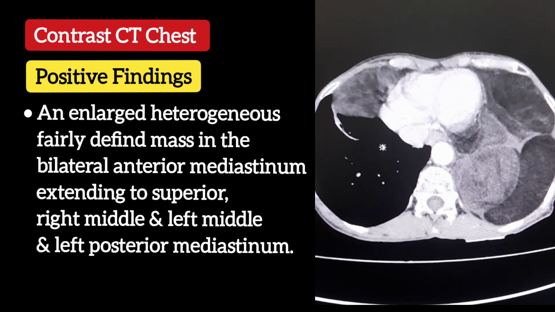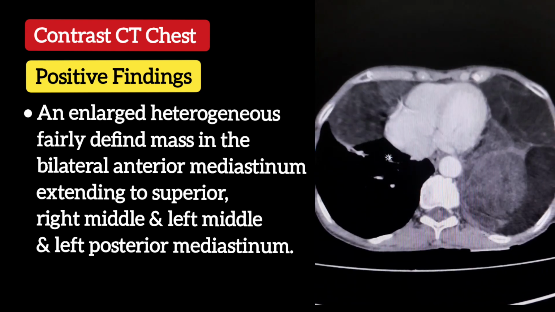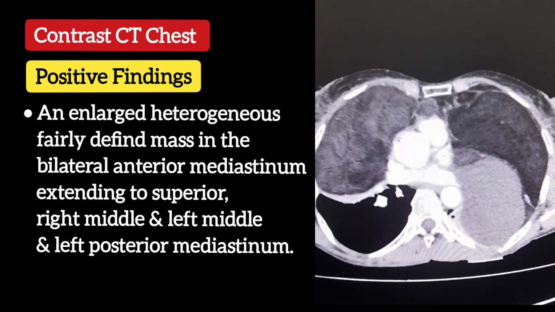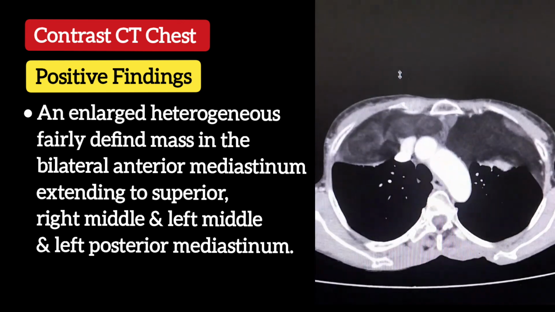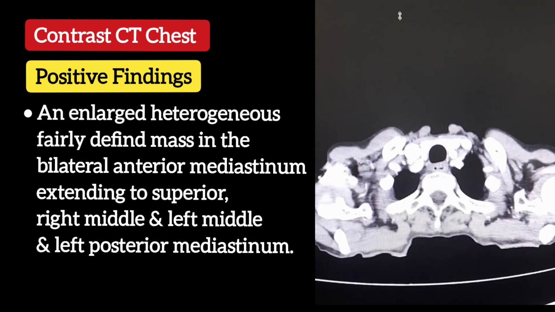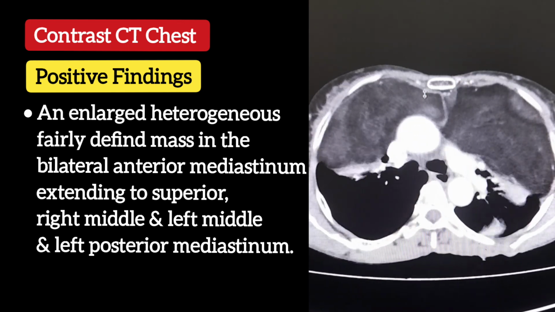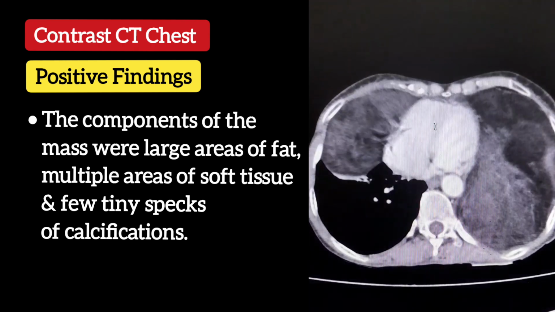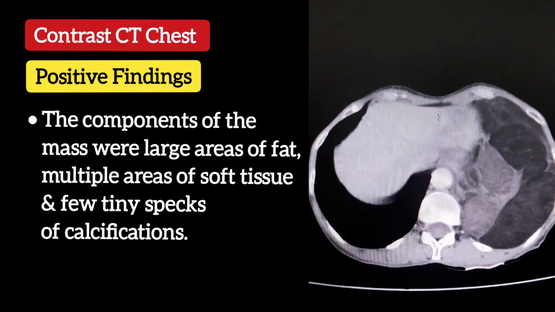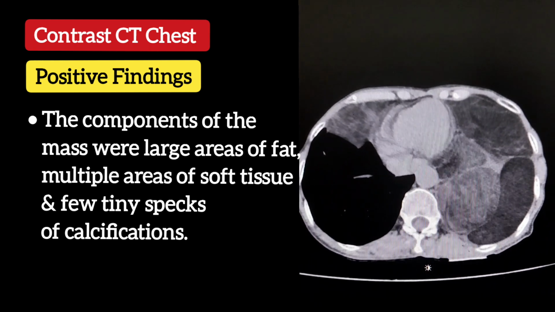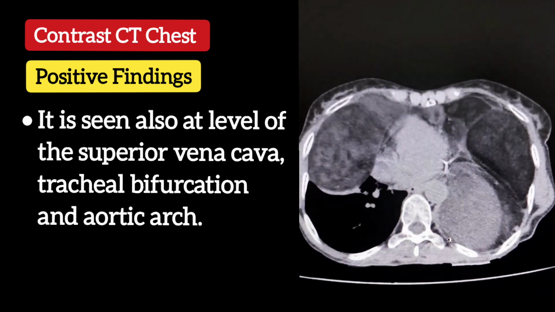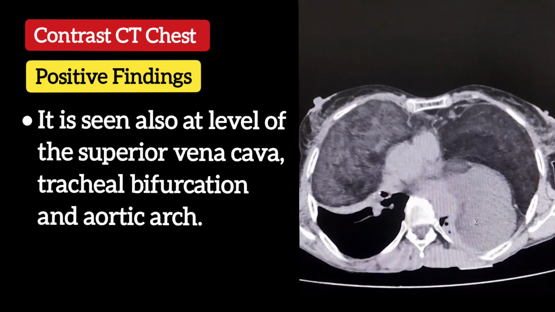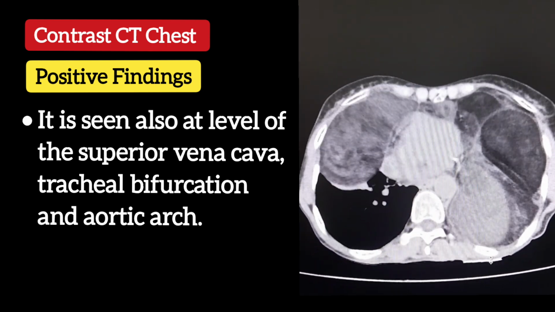A chest CT scan was performed, revealing an enlarged, heterogeneous, fairly defined mass in the bilateral anterior mediastinum extending to the superior, right middle, left middle and posterior mediastinum. The components of the mass were large areas of fat, multiple areas of soft tissue and few tiny specks of calcifications. It is seen also at the level of the superior vena cava, tracheal bifurcation and aortic arch.